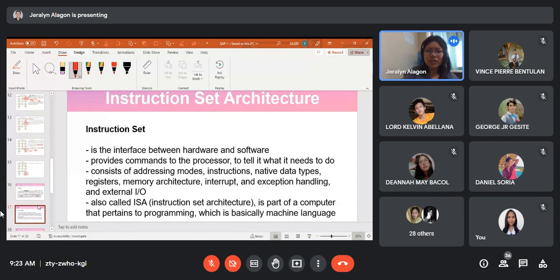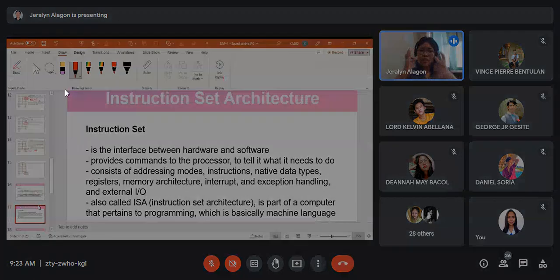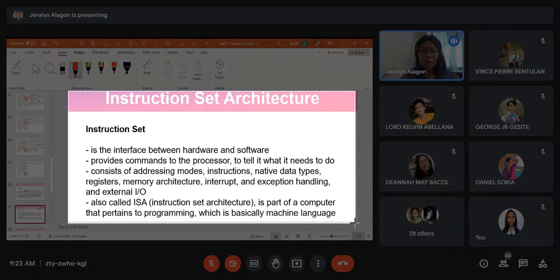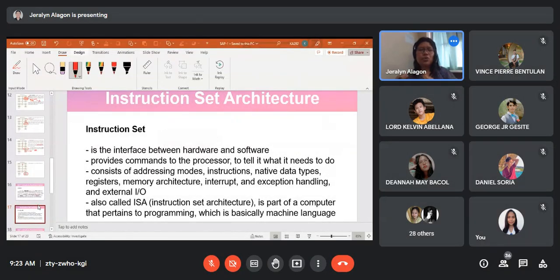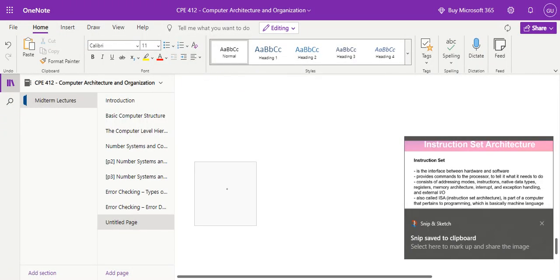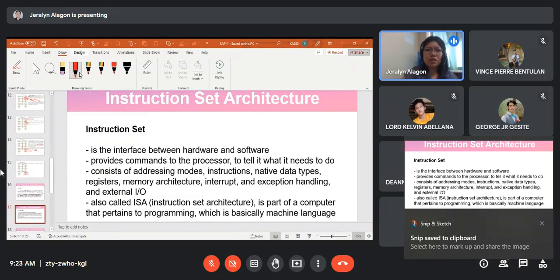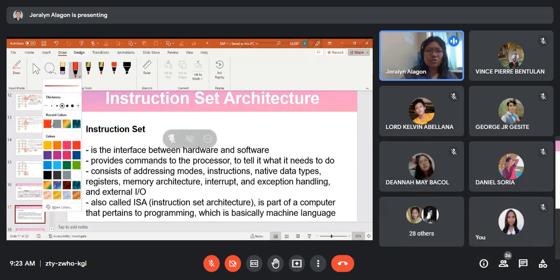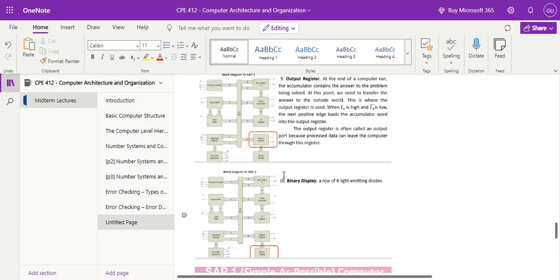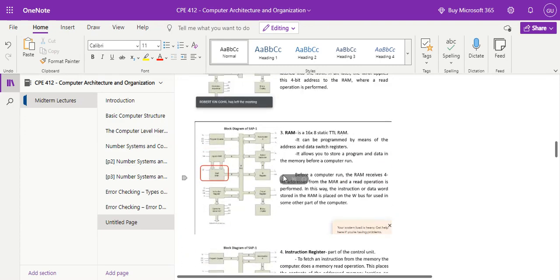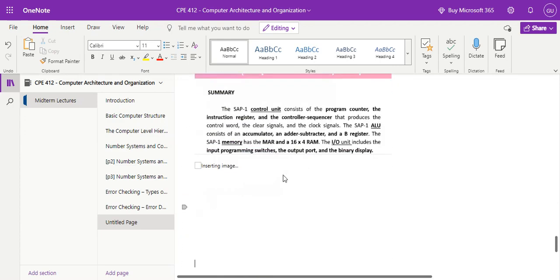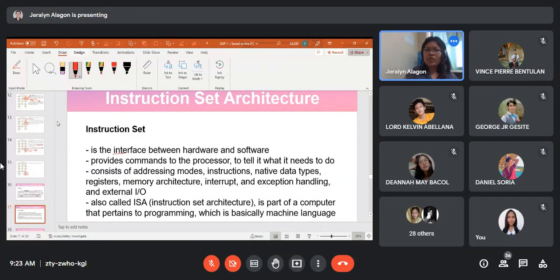Instruction set. It's the interface between hardware and software, meaning there are sets of instructions that we follow so that we can code, we can instruct the computer through software, and of course interact with the hardware of the computer. It's the hardware that works on the user's instruction. Meaning, the instruction set is an interface, an intermediary between the hardware and the software. So, it provides commands to the processor to tell it what it needs to do.